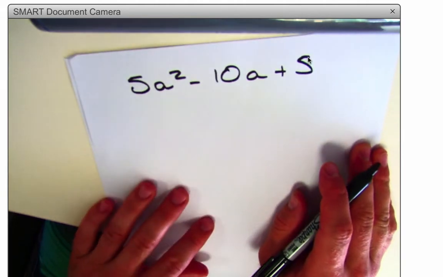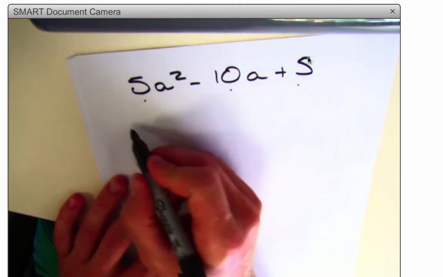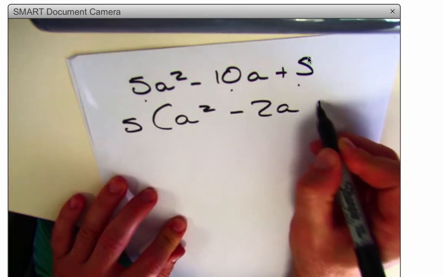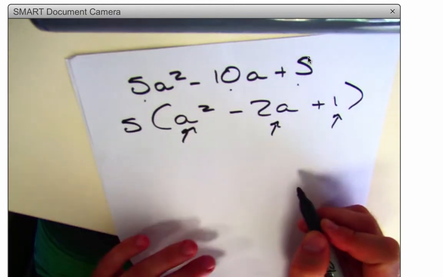Right, here we go. So first things first, take out the common factor. 5 is in each of them, so take out the 5. That's easy. A squared minus 2a plus 1. How many terms do we have left? 1, 2, 3. Beautiful. It's a trinomial.